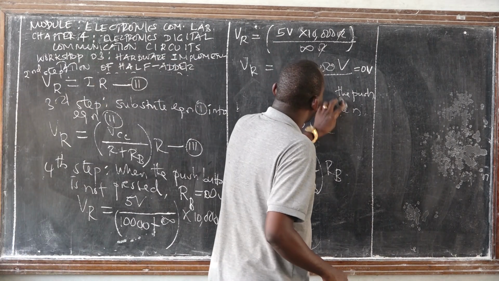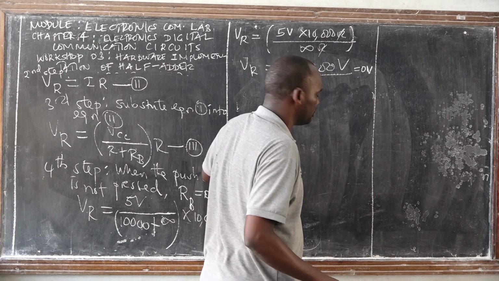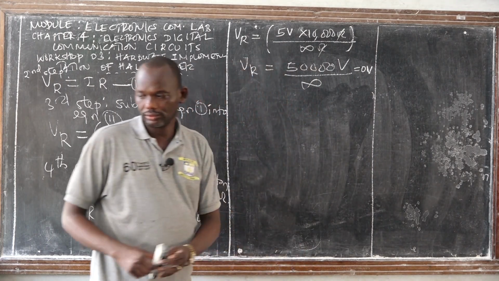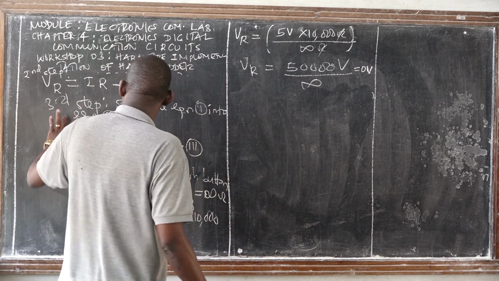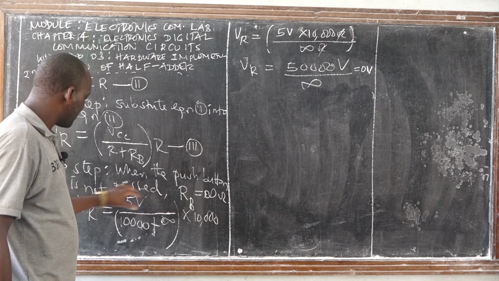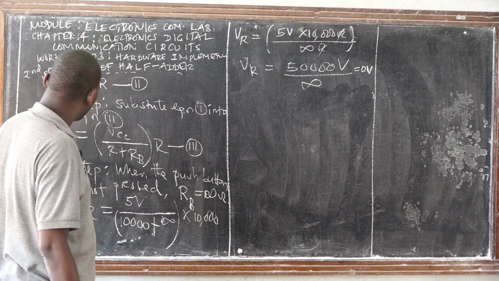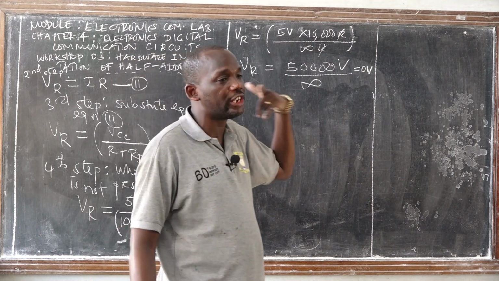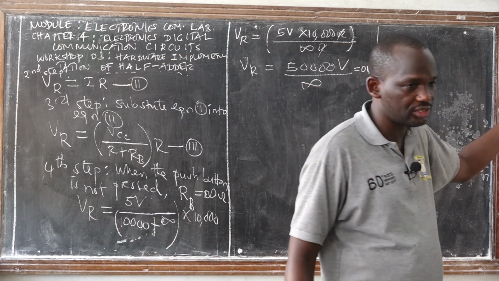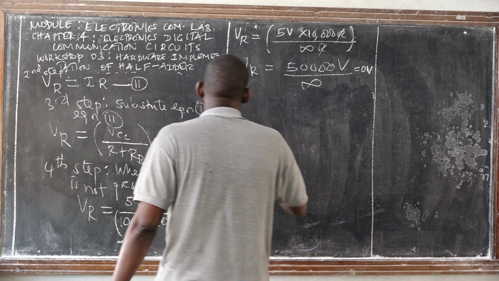We didn't finish the first case, when the push button is not pressed. So we are still in these conditions when the push button is not pressed. We have calculated the voltage across the resistor. Let us calculate the voltage across the push button when the push button is not pressed. So, fifth step.